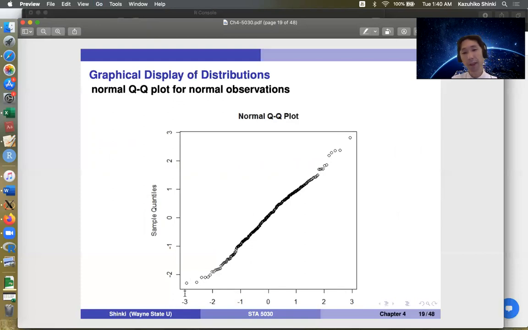Roughly speaking, you can see most points are on y equals x. Of course, some observations, especially the largest observations, are determined by chance. But still, they are not far off from y equals x. Okay, so this is a typical example of the QQ plot. In the next video, I would like to explain more examples.